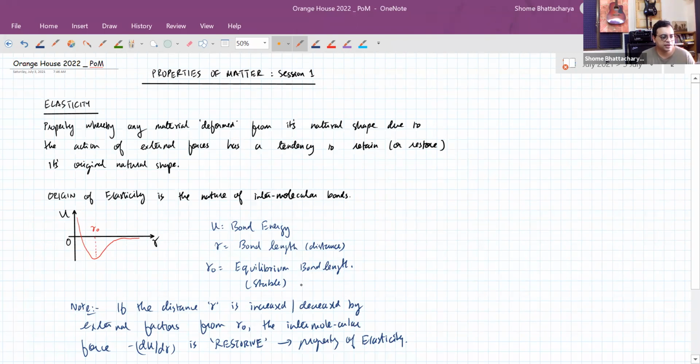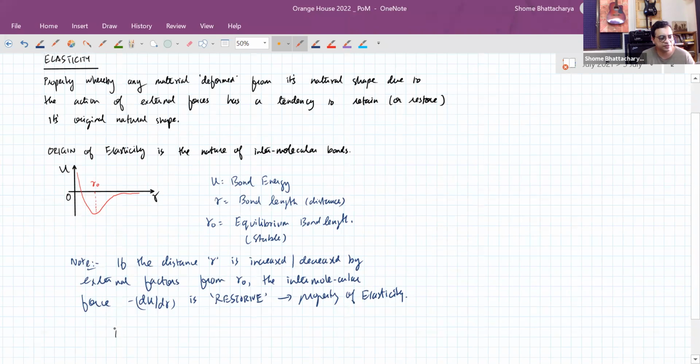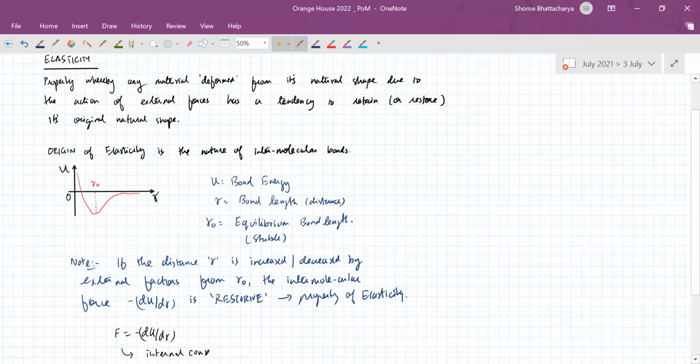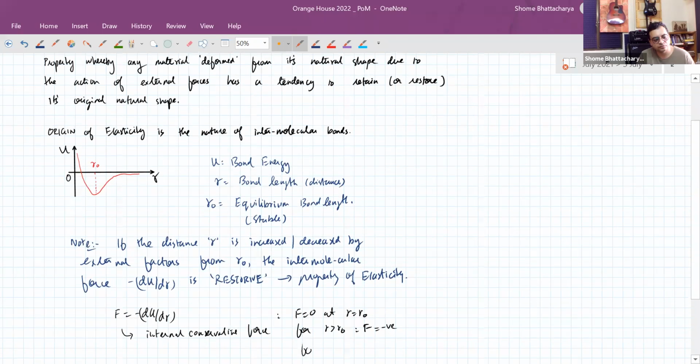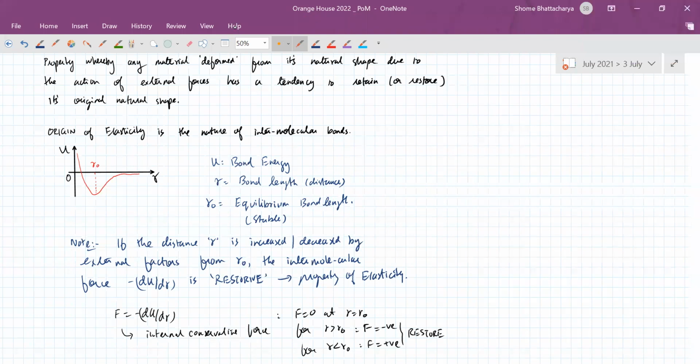As you know, the relationship between internal force and potential energy is the negative gradient. So we have this relation that F is equal to minus dU by dr. This is the conservative force. This force is equal to 0 at r equal to r naught. But for r greater than r naught, the force becomes negative. And for r less than r naught, the force becomes positive. So it's restorative in nature. It tends to restore it back to r equal to r naught. Hope it is clear now.